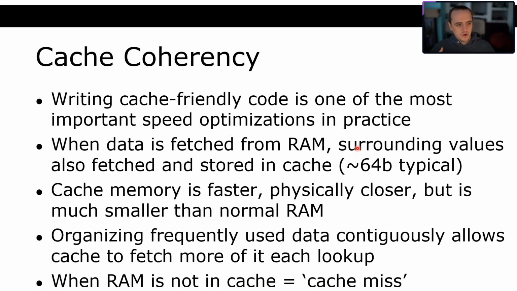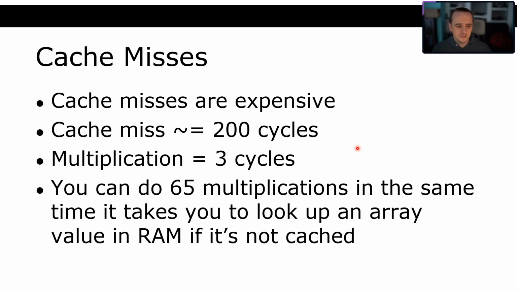So when we look up a value, and that value is not in the cache, then we call that a cache miss, okay? If you've ever heard of cache hits or cache misses, if we look up a value and it's in the cache, that's called a cache hit. If we look up a value and it's not in the cache, it's called a cache miss. Cache misses are very expensive.